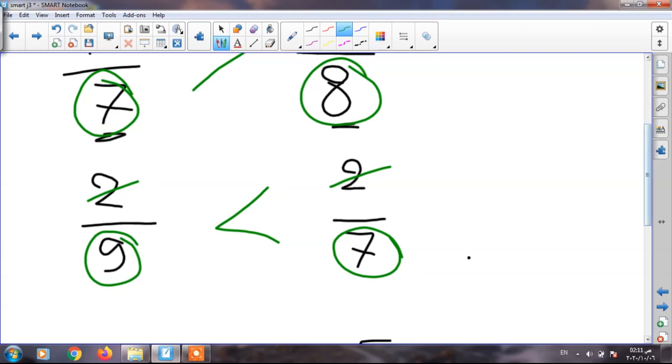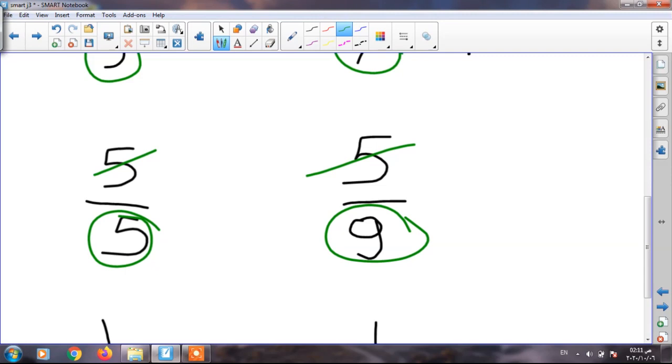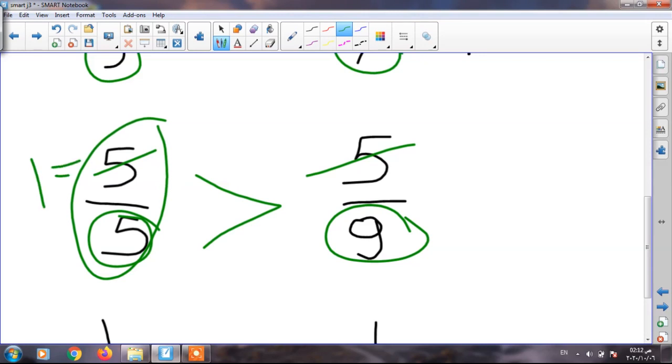Okay? And the last here, 5/5 and here what? 5/9. What will I do here? Here I will look at the denominator. The same? No. So here I have the same numerator. Okay? And here what will I do? I will compare the denominators. Here I have 5 and here I have 9. I know that 5 is smaller than 9. So here I will make the opposite. So 5/5 is bigger than 5/9. And pay attention, 5 over 5 here equals 1. Pay attention, okay?